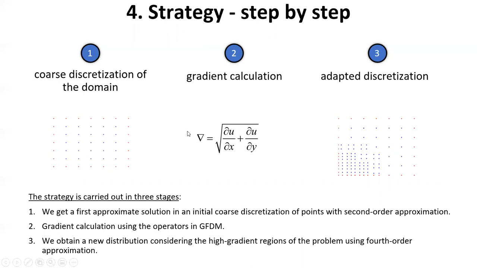The strategy is carried out in 3 stages. We get a first approximation with an initial coarse distribution of points with second order approximation. See the image on the left. Then we compute the gradient using the operators in GFDM. Finally, we obtain an adapted distribution considering the high gradient regions of the problem using fourth order approximation.